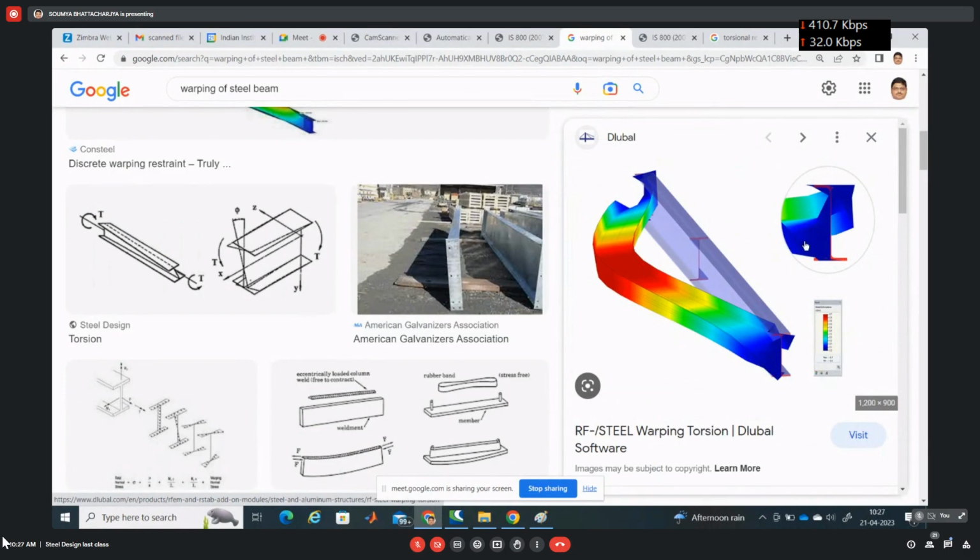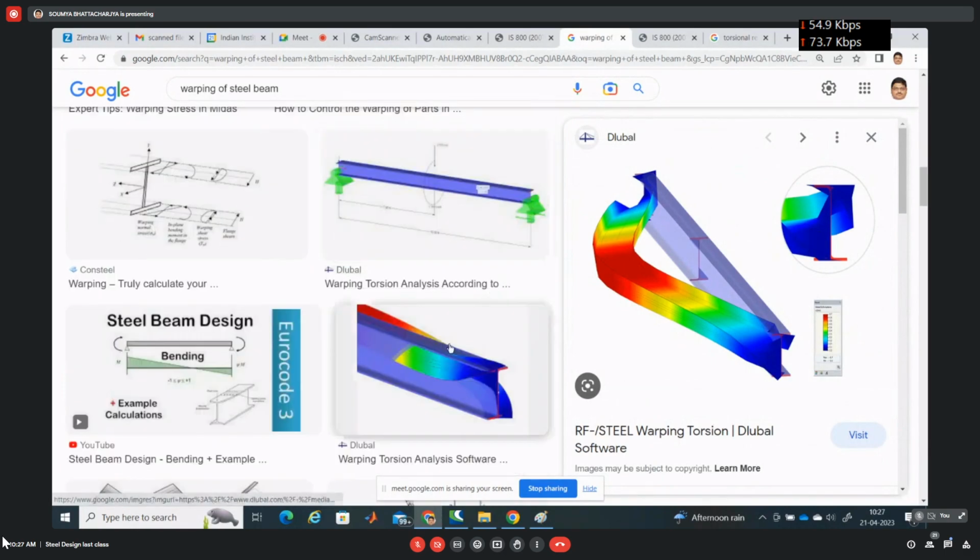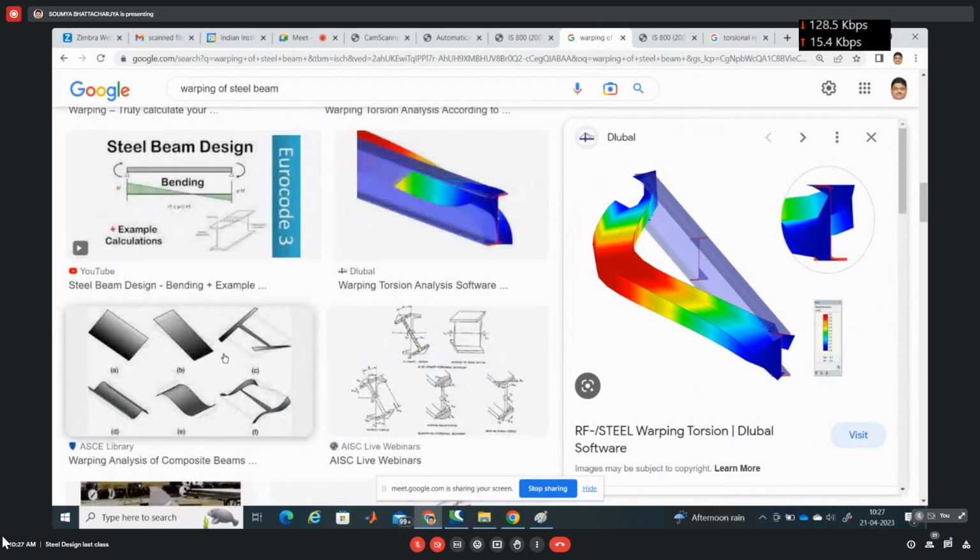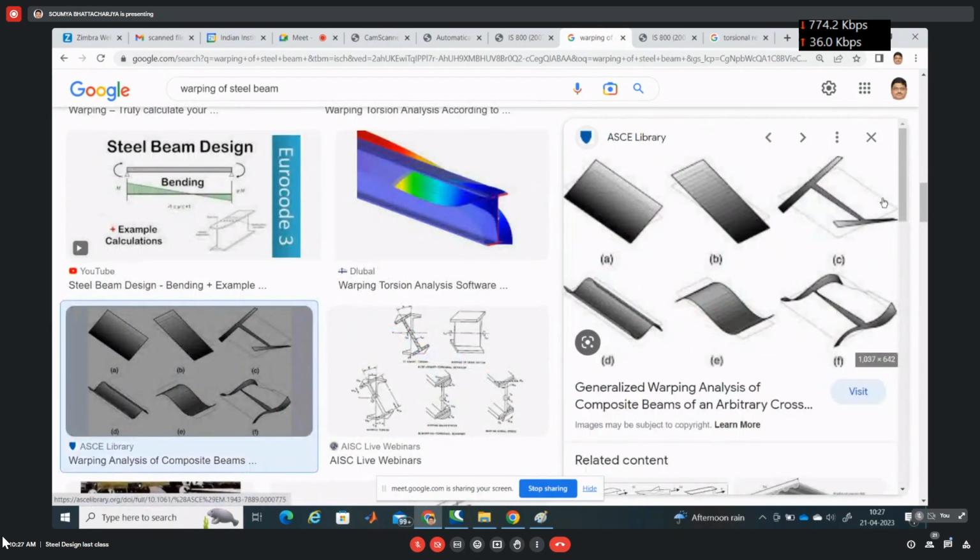Warping means some types of squeezing. If you see the flange of the beam, this is another classic example of warping. You see this is the section, the plane section. After warping of the flange, the section is no more plane.